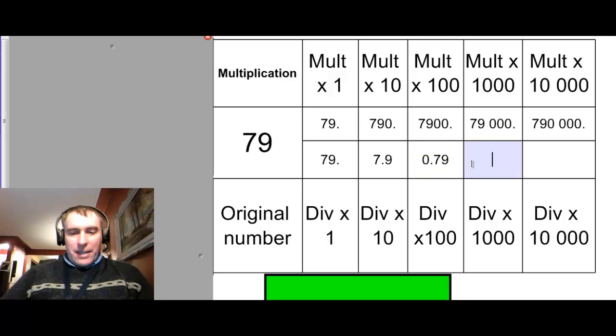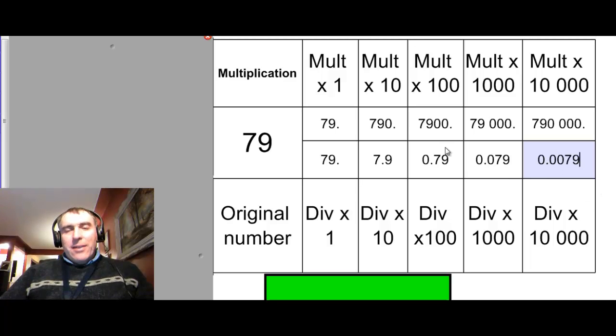So we end up with an answer of 0.079. And now for dividing by 10,000, there are 1, 2, 3, 4 zeros. So we're going to have 4 spots that decimal is going to move. Remember, with this question, we had it 3 spots that decimal moves. Now we're going to bring it 4 spots. So we're going to have 0.0079, a very small number. So that's how you would multiply and divide by the numbers 10 to 10,000.